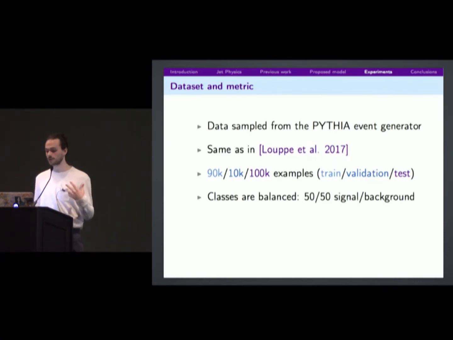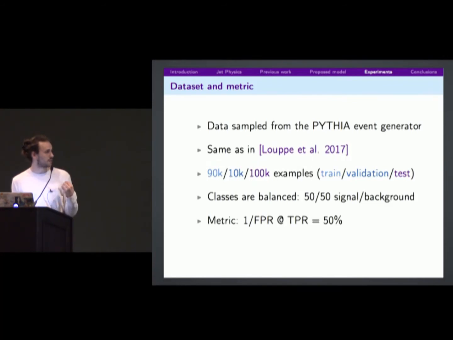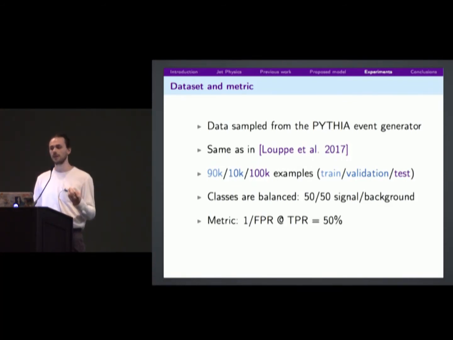In the real world, it's like 1 to 1,000. Here we have 50-50 signal background. So because we get to simulate, we can do whatever we want. And the metric we're going to use is the background rejection rate at the true positive rate being 50%. So the motivation here is, well, we want to have a high background rejection for a given true positive rate.